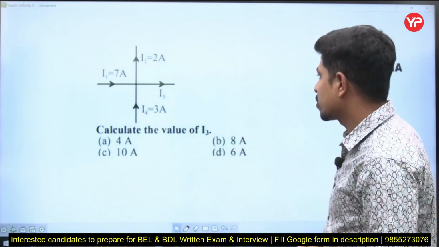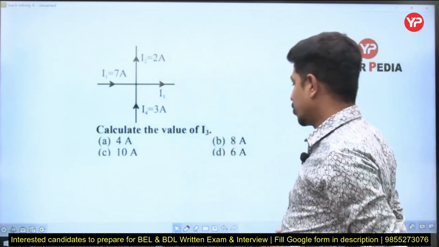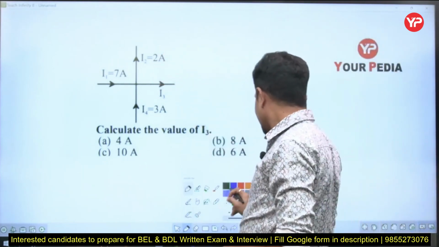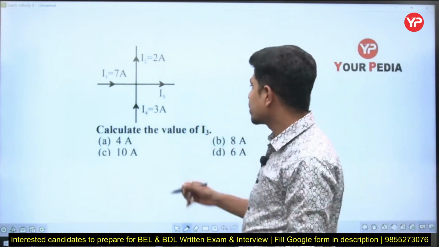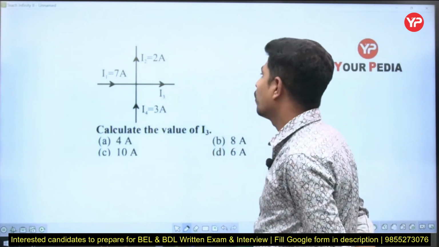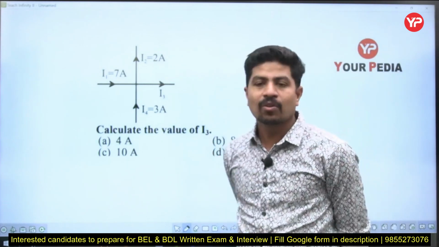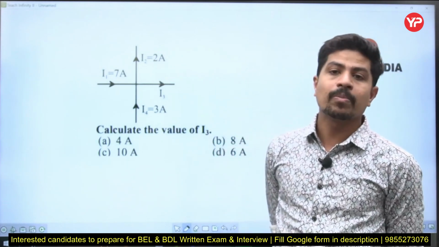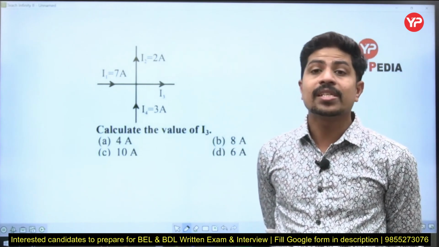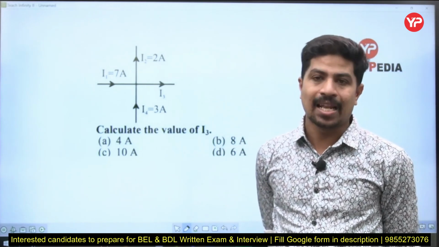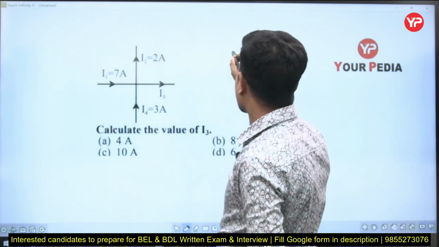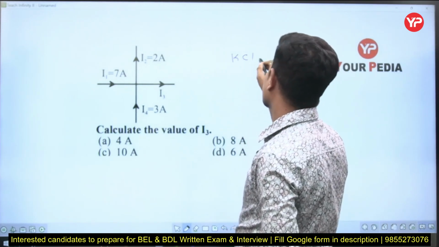Okay, the very first question, he has given some 4 branches. He's asking, what is the current I3? Calculate the value of I3. Just after looking at this question, immediately something should pop up in your mind: this is the application of KCL, Kirchhoff's current law.